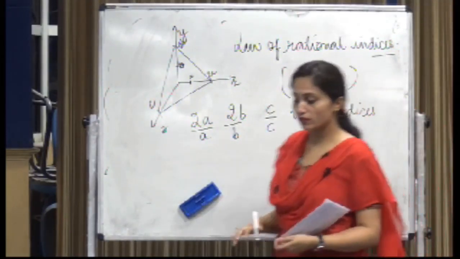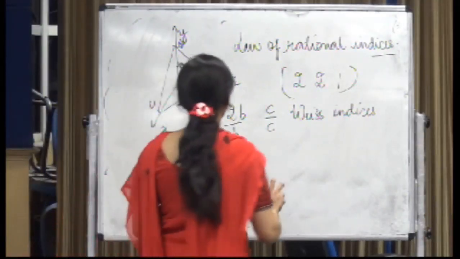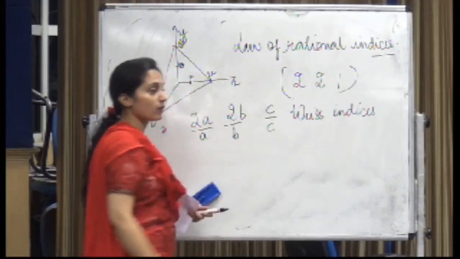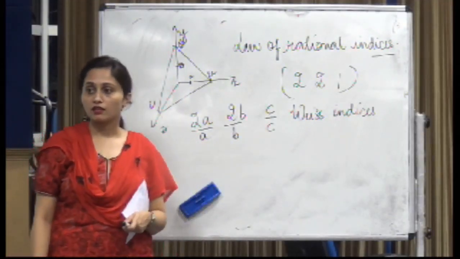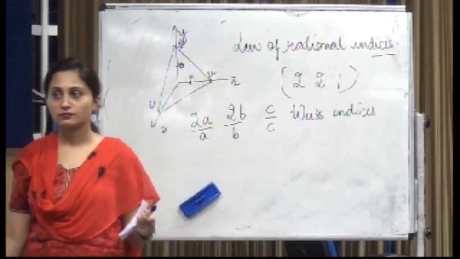Some people call it indices, indices, whatever you call it. Okay, this is the law of rational indices which talks about the Weiss indices. Clear? ऊपर देखो आप, या चाहिए टाइम? 5 seconds.